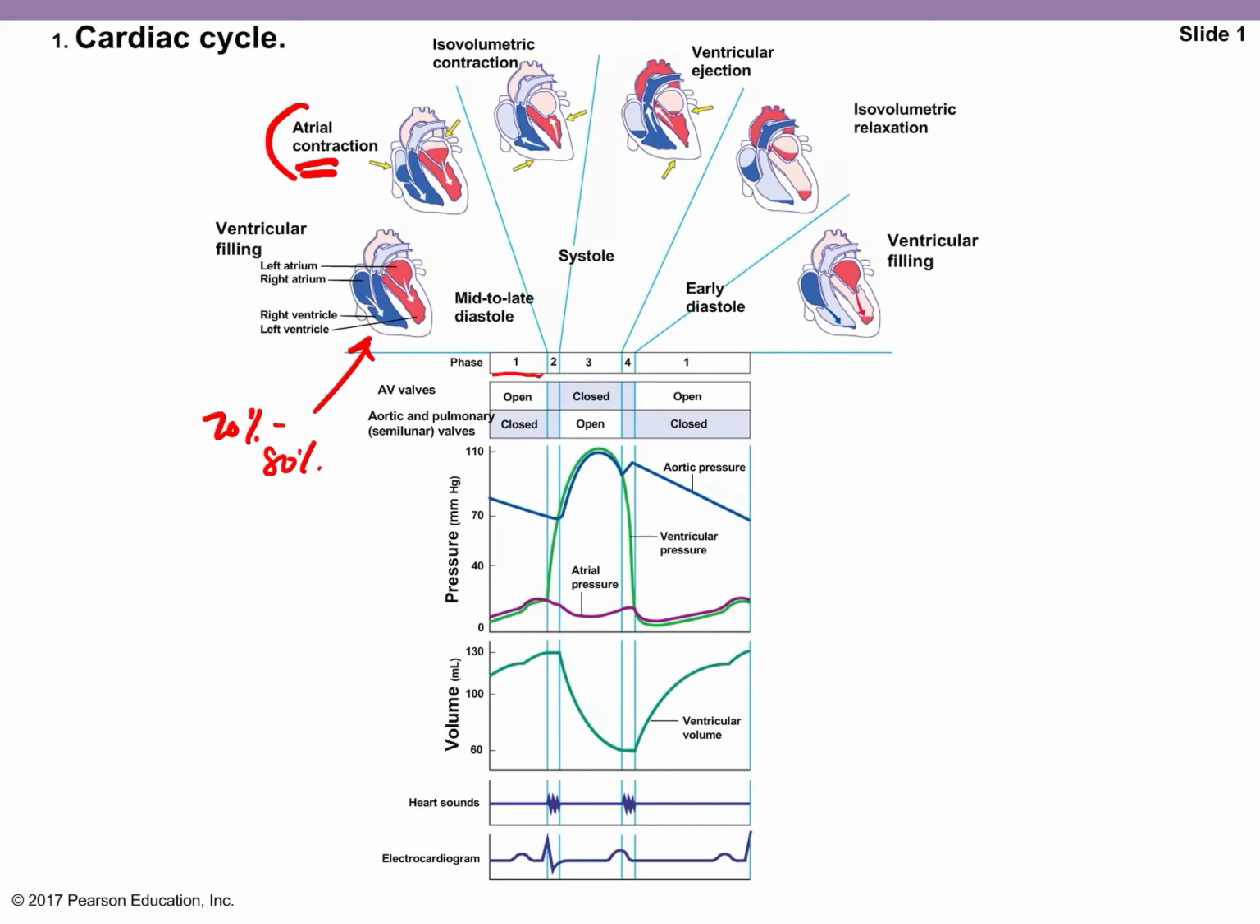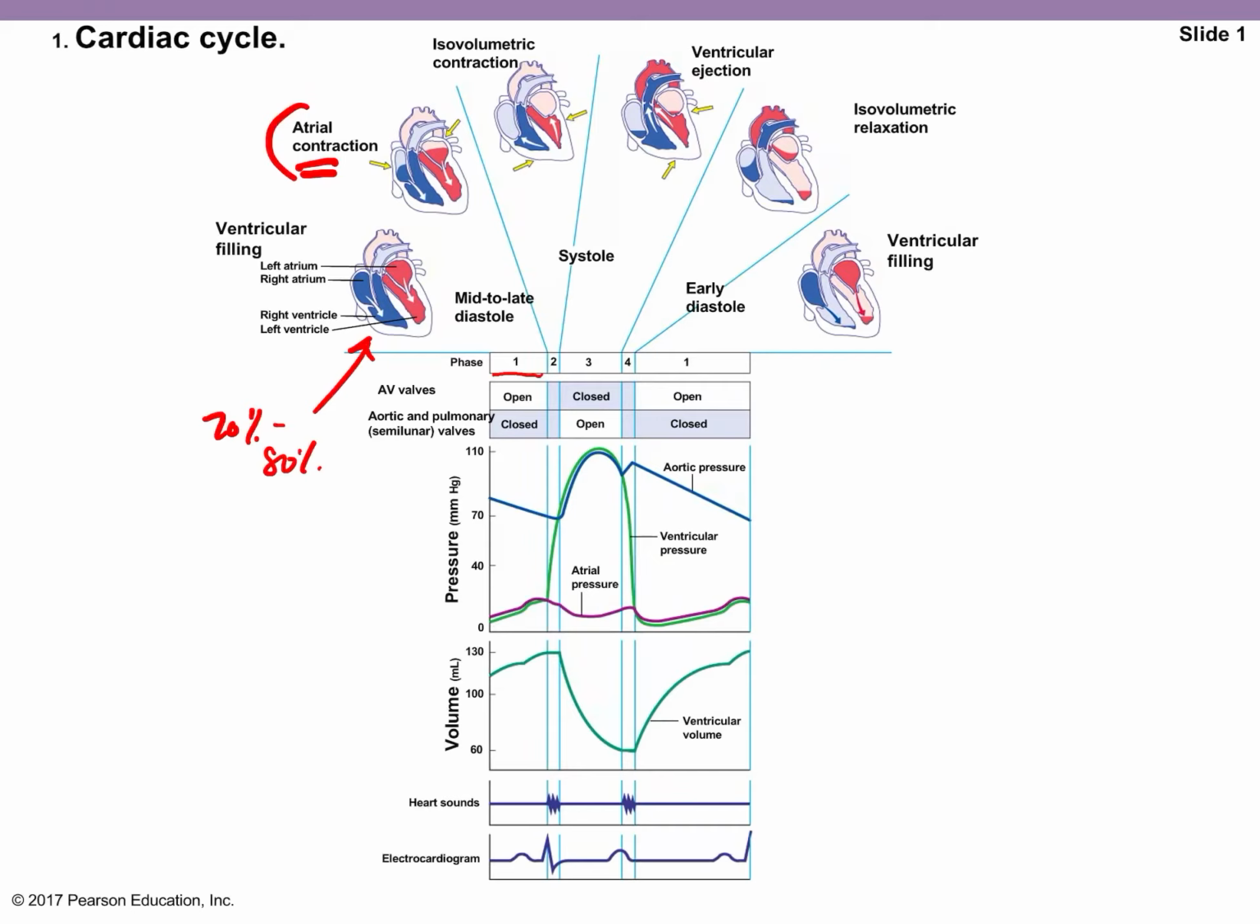In terms of pressure, the atria pressure rises slowly as it fills with blood. The ventricles have low pressure because they're not contracting. They're just kind of relaxed and filling with blood, so the pressure inside is not very high. Then there's a small rise in the ventricles at the end because the atria are contracting. They're pushing the rest of that blood into the ventricles.